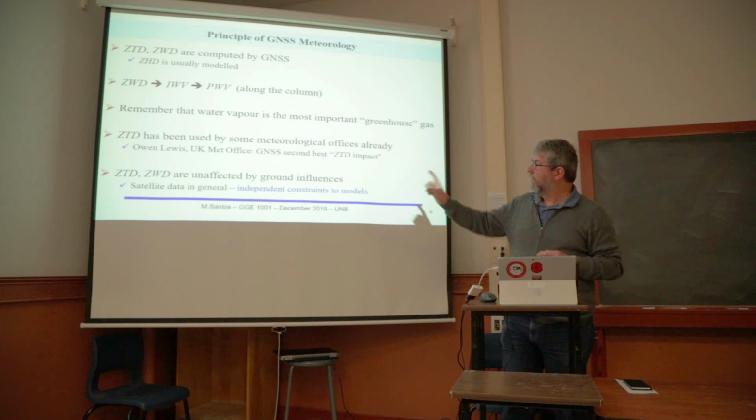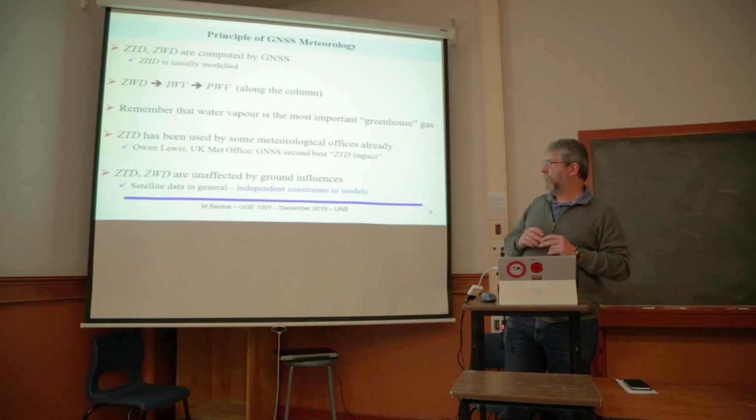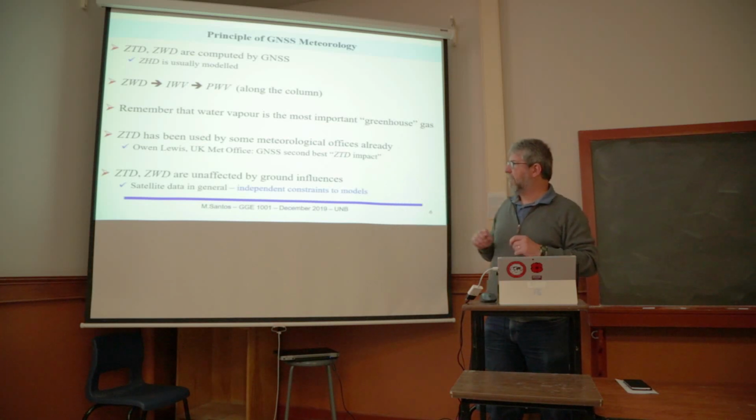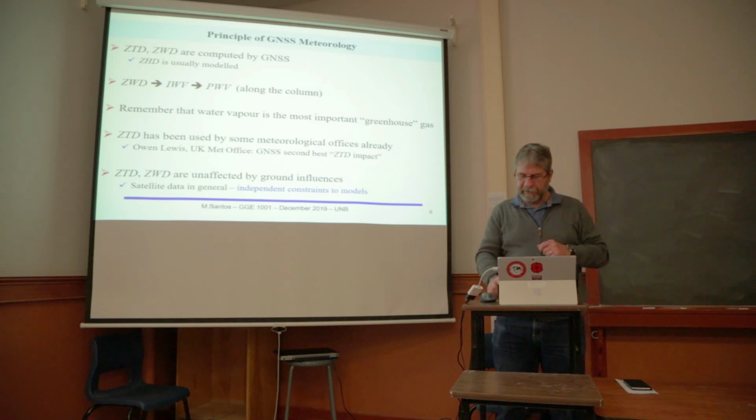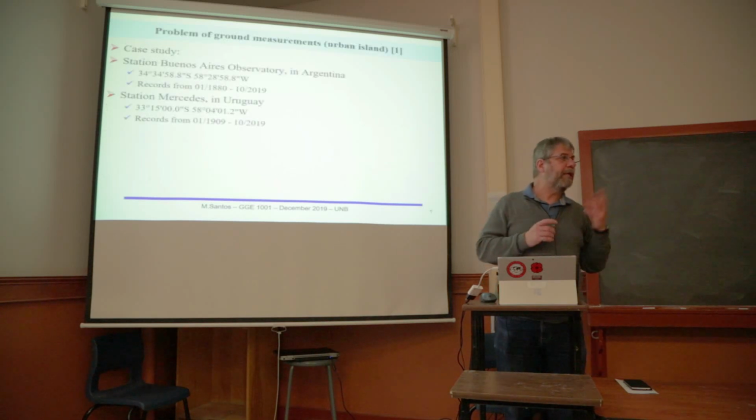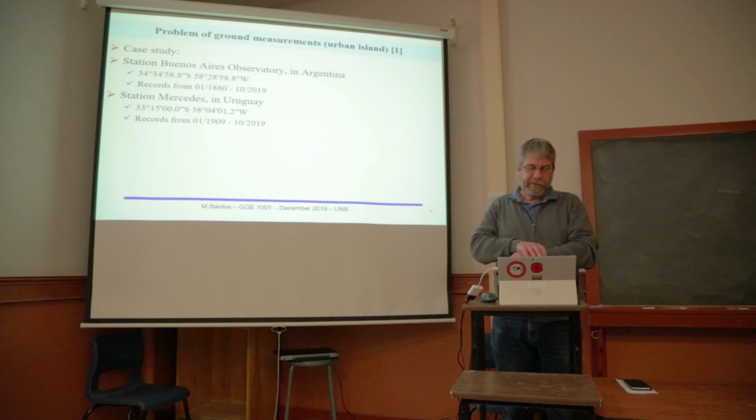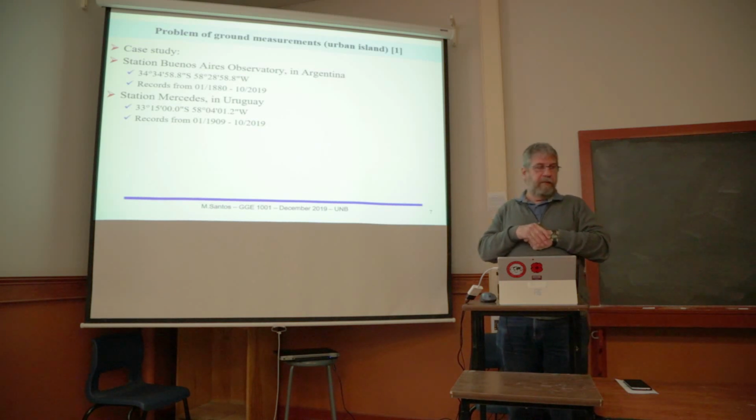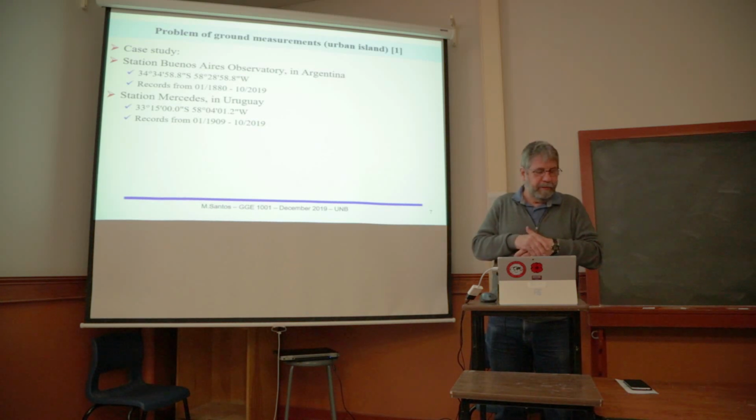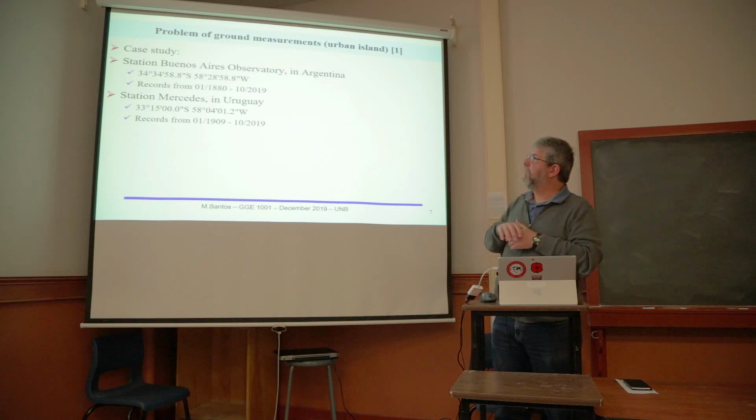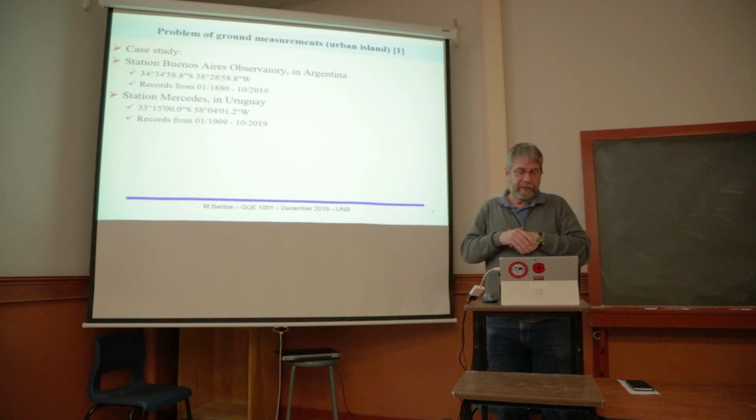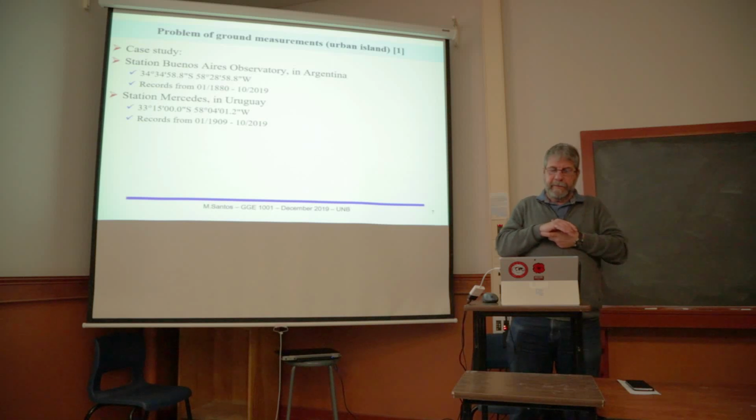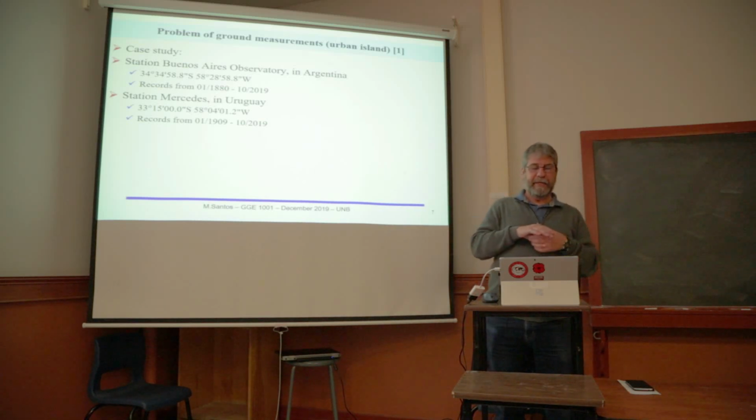Now, look at this: independent constraints to models, unaffected by ground influences. Let me give an example of what ground influence may be. Let's look at one effect that impacts meteorological stations around the world, the so-called urban island effect. Let's take this case of two stations in Argentina and Uruguay, south of Brazil. I chose them because they're down there.